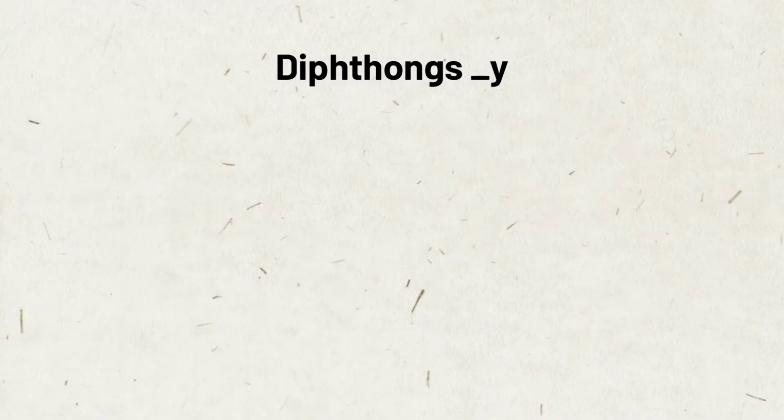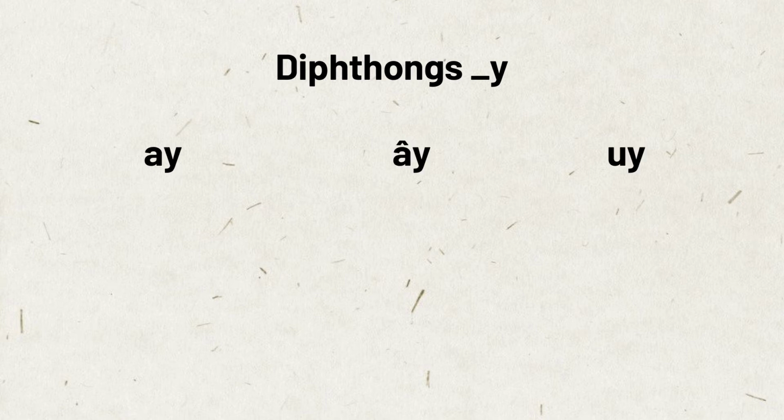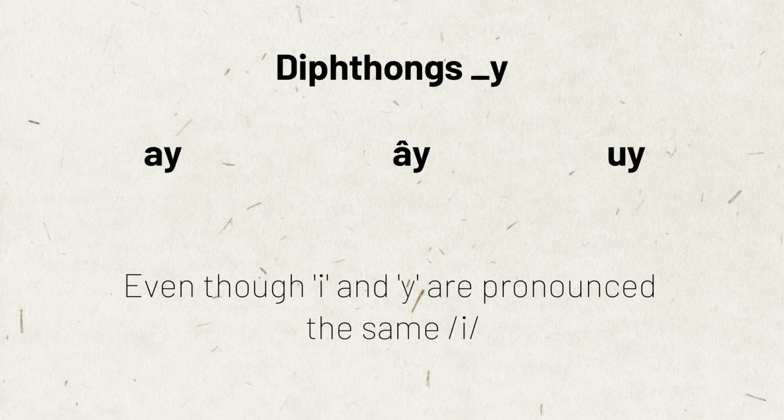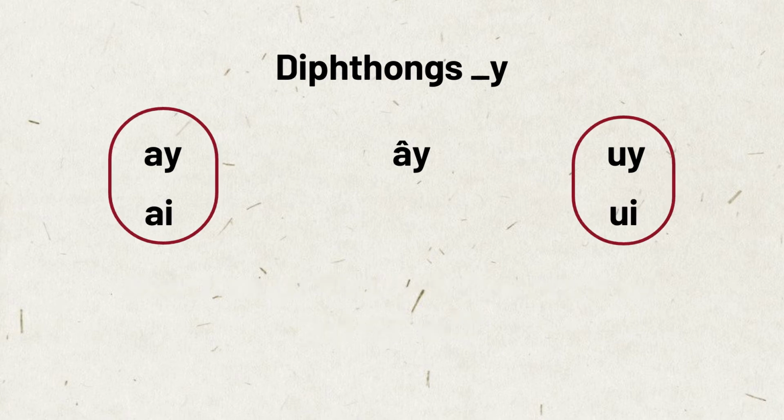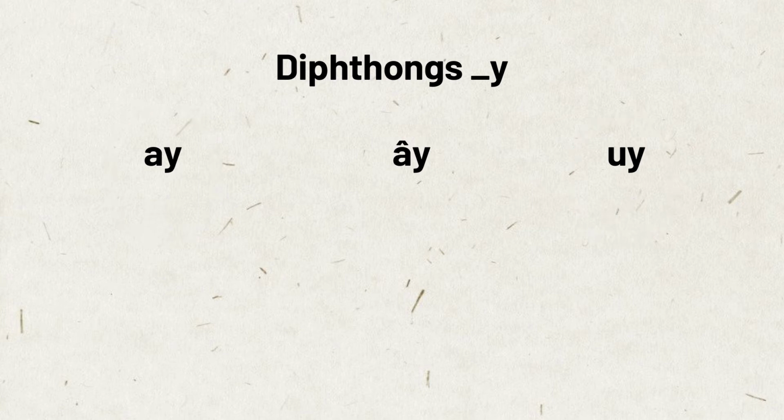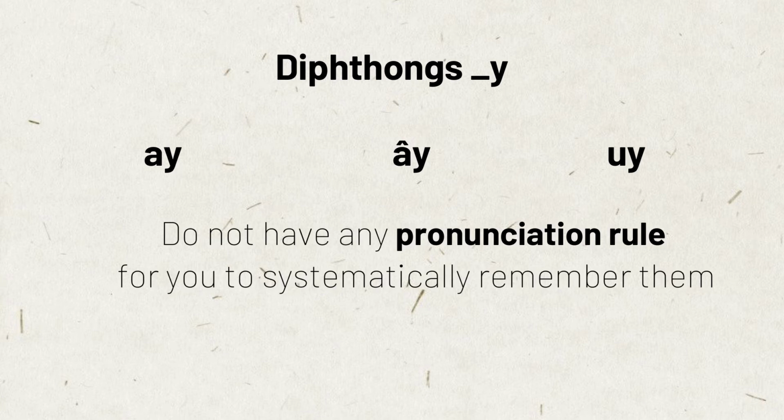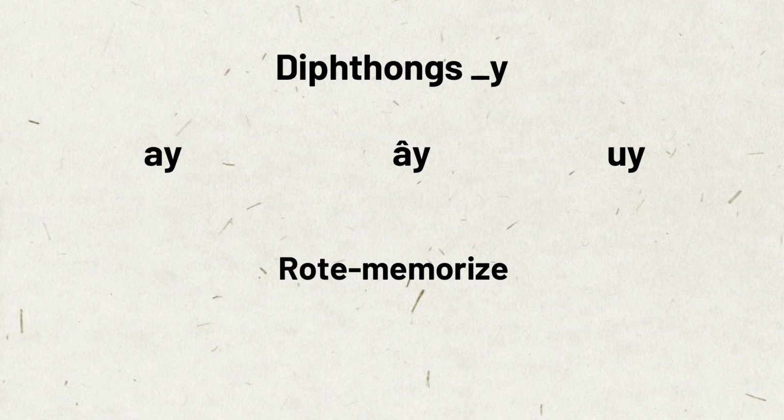Now let's look at diphthongs that end in y. They are ay, ây, uây. Now, even though in Vietnamese i and y are pronounced the same, these pairs of diphthongs do not sound the same. Also, unlike diphthongs that end in I, diphthongs that end in y do not have any pronunciation rule for you to systematically remember them. Instead, you have to rote memorize them. Despite this, I'll be giving you some instruction to help you pronounce the diphthongs correctly.